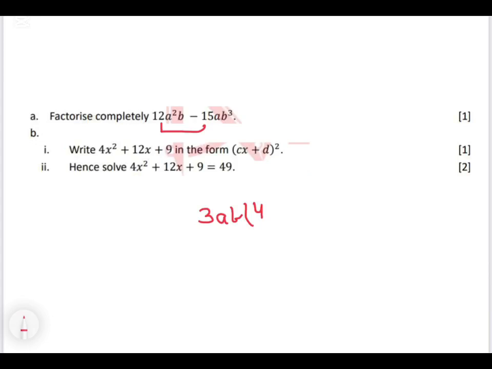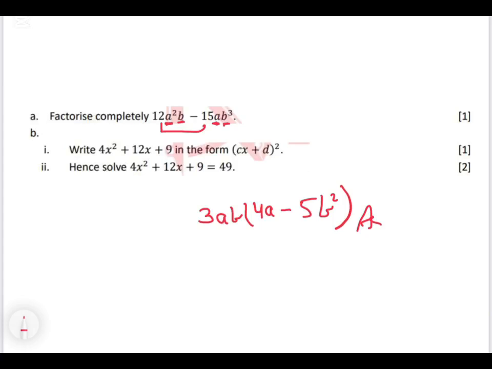We already took a as a common factor, and this is a squared, so one a is still remaining. We already took b as a common factor, so there is no b remaining in the first term. Now the next term: 3 fives are 15, so I have 5. This has only one a, which we already took as common, so we don't need to write a, and b has a cube, we already took one b, so it will remain b squared. So this will be our final answer.